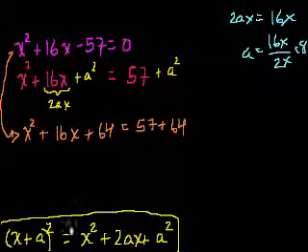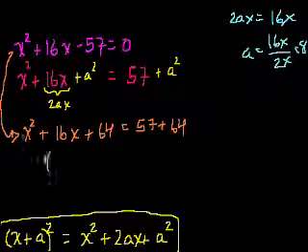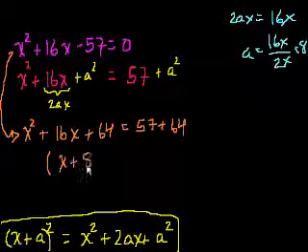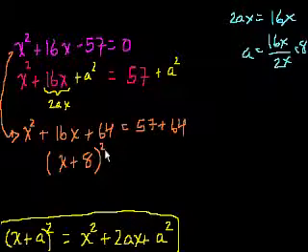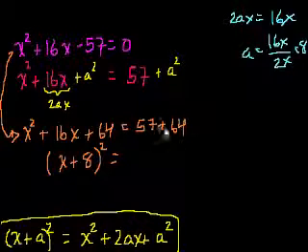So that the left-hand side expression takes this form. Now that it takes this form, I can rewrite it as x plus a squared. And we know that a is 8, so it becomes x plus 8 squared is equal to, and what's 57 plus 64? Let's see, 11 plus 11, it's 121.